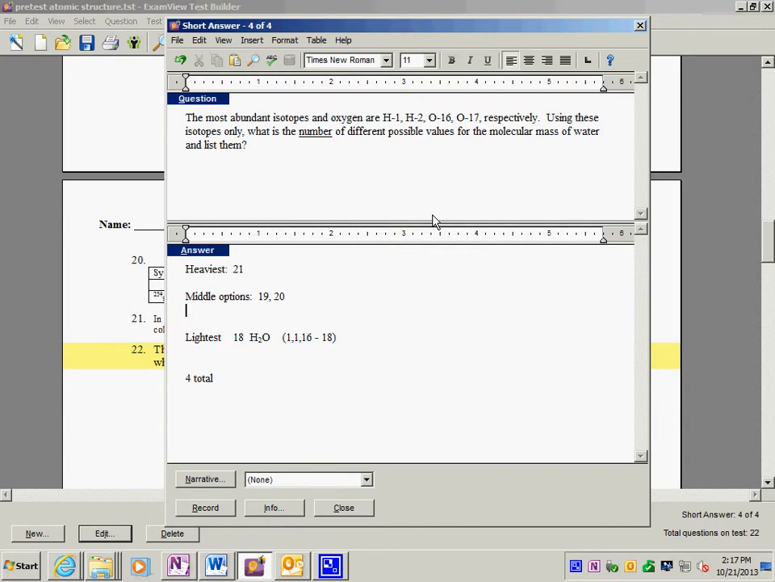And the heaviest version is going to be with the 2 and the 17. So we have 2 plus 2 plus the heavy version of oxygen, which is 17. So 17 plus 4 is 21. And this is the heaviest version, and I'll put this up here. And away we go. 4 total options, easily could fill the middle ones.